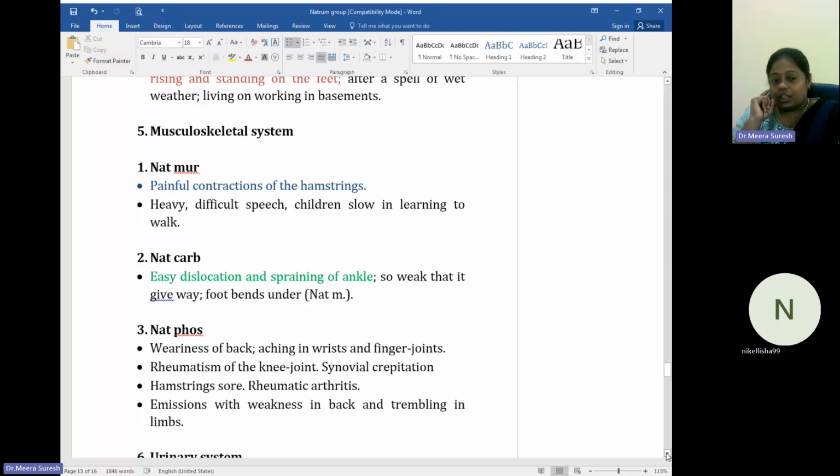So in Natrum carb, there is easy dislocation and spraining of the ankle, so weak that it gives way. I mean, they will be having that frequent dislocation. Using high heels is not possible, or walking fast or running is not possible. They will be having that easy dislocation. There are people who have knee dislocations very commonly, and like that.